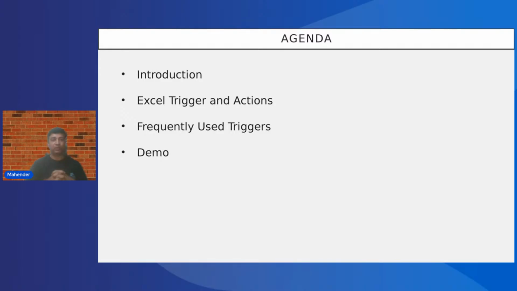Today we are going to talk specifically about Excel, how we can automate our processes if you are using Excel for your day-to-day activities. Here is the agenda for today. We will start with a basic introduction, then we will see what Excel triggers and actions are available, and then we will see the most frequently used triggers and actions in Excel that we can utilize for these automations, and we will do all the demos. Whatever topic we discuss here, we will be doing a demo on it.